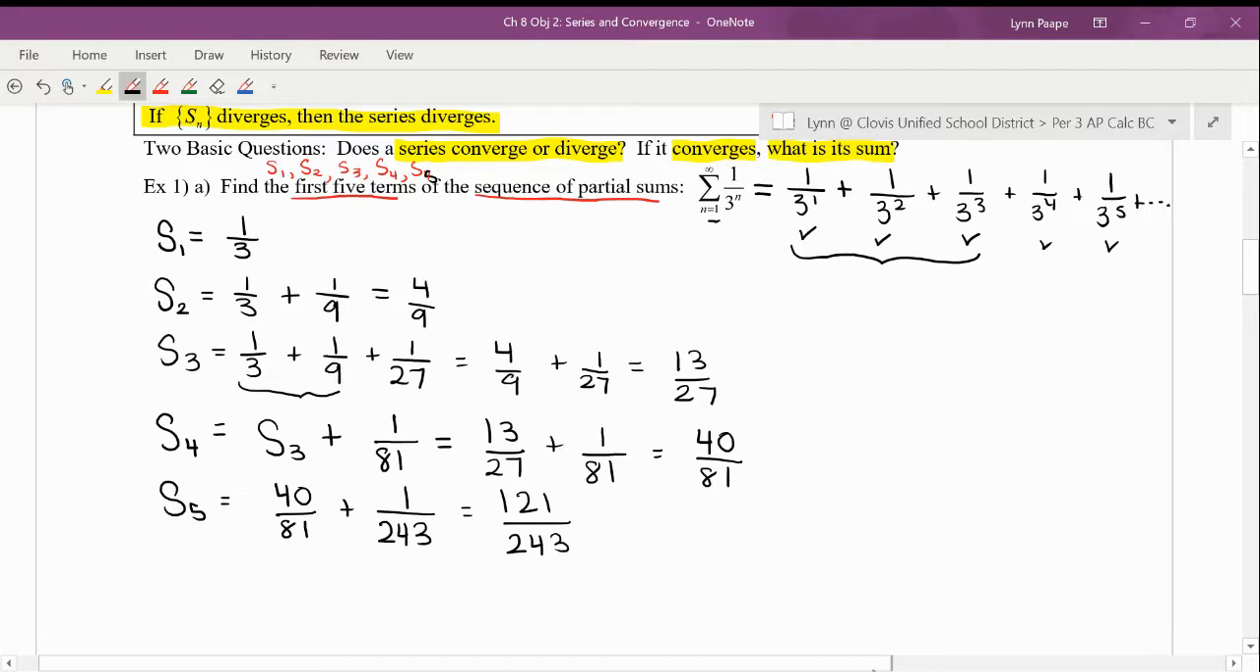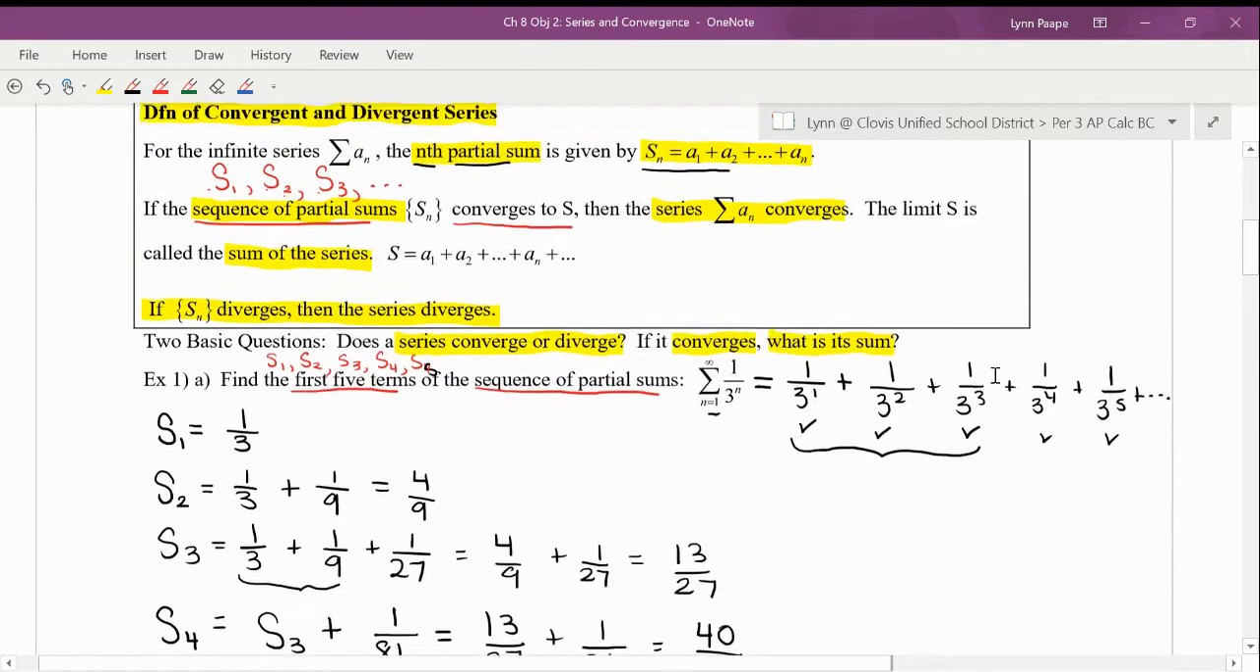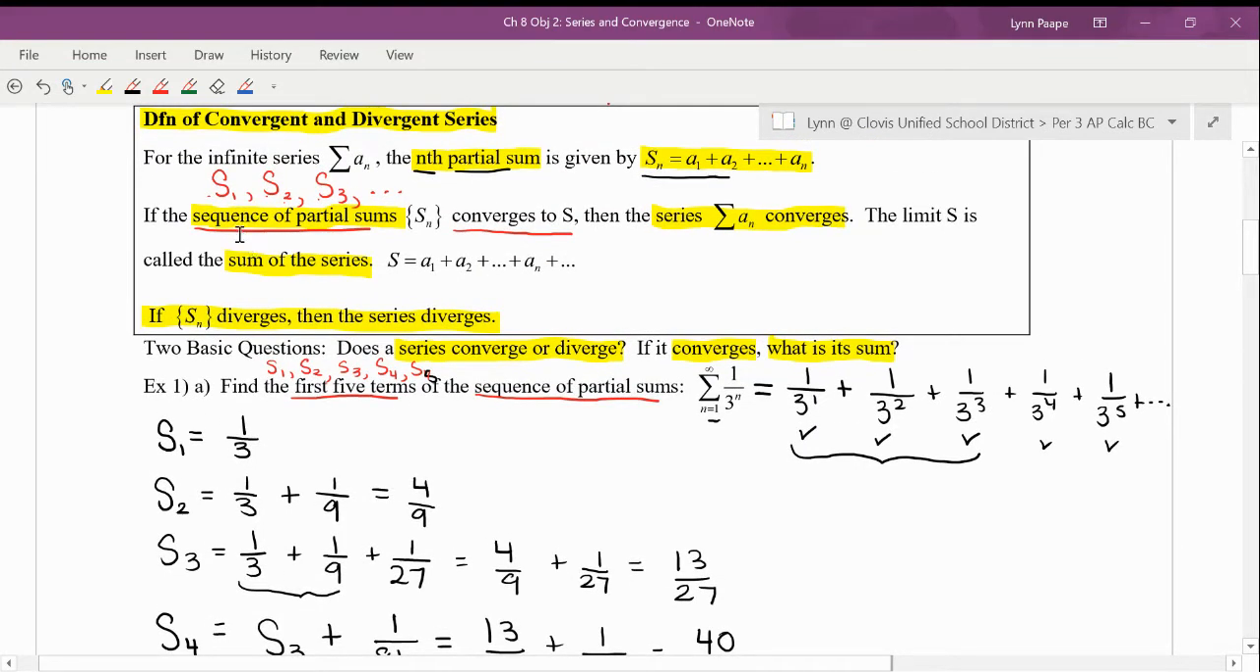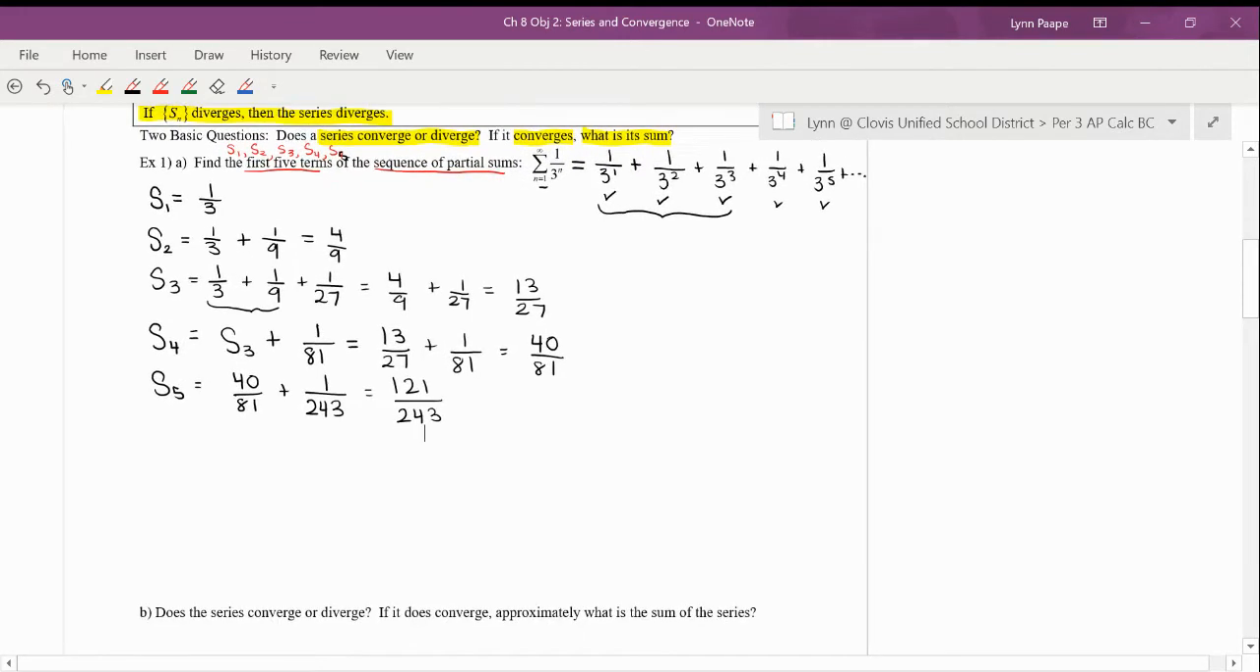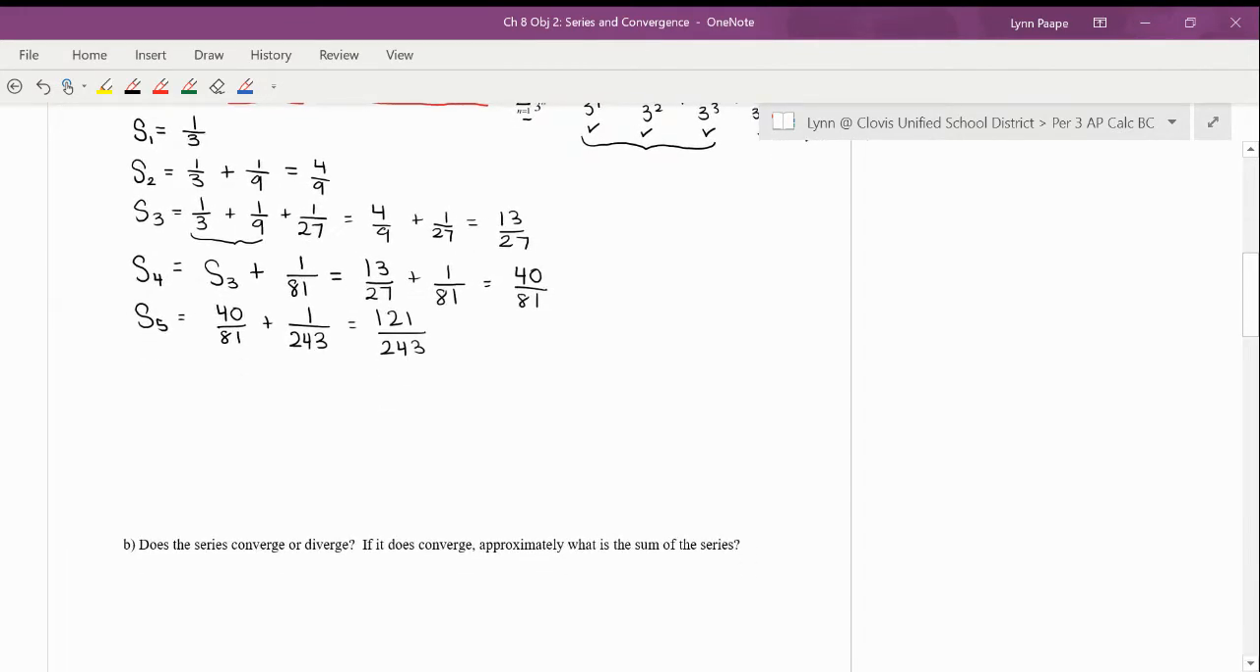So now the second component of that definition, so up here, right? If we take a look at that sequence of partial sums, we want to know, does that converge or does that diverge? Okay, so that's the second piece. So let's go ahead and take a look at that component, which is down at the bottom. Does the sequence converge or diverge?